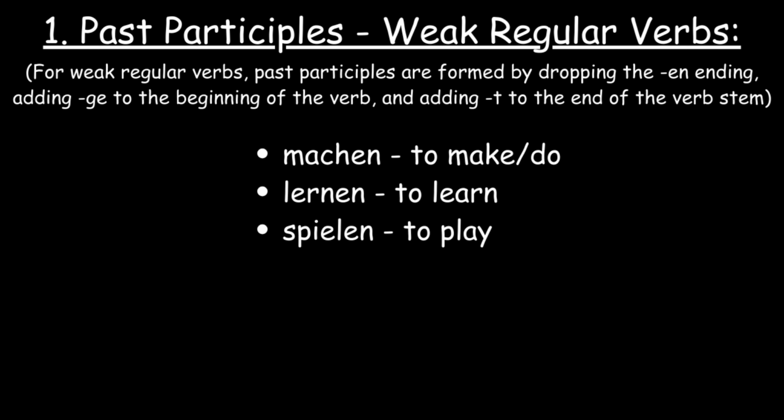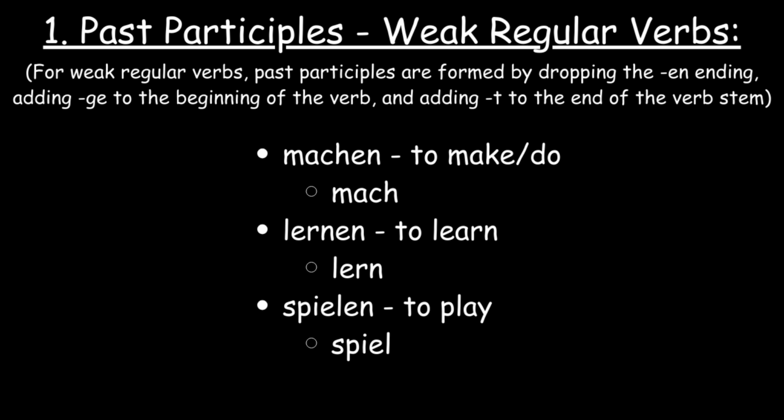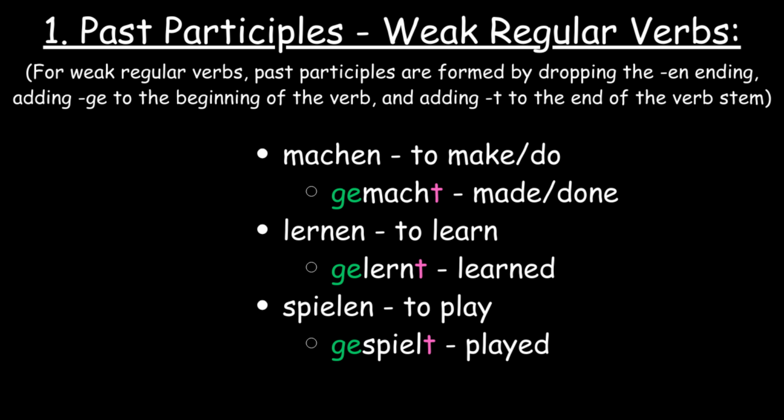Let's take the verbs machen, lernen, and spielen, which are regular verbs. The way we make past participles is by removing the verb endings, adding ge to the beginning, and then adding t to the end of the stems. So, we get gemacht, gelernt, and gespielt.